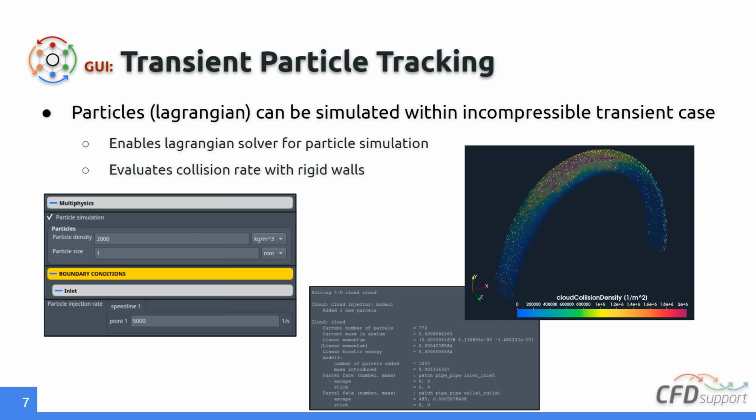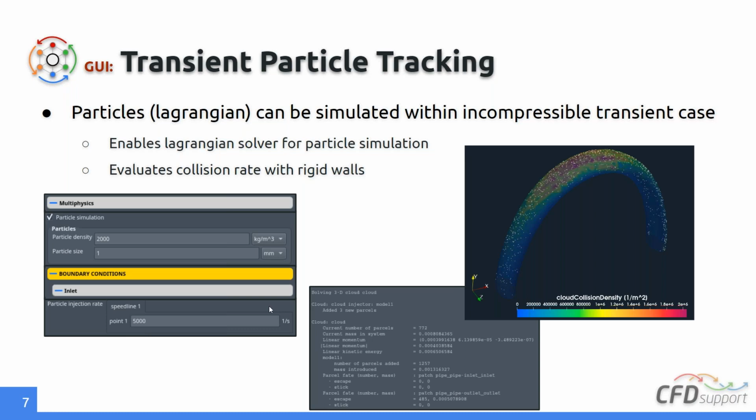The next new feature, which is new physics implemented, is the transient particle tracking. We have enabled a new solver for the Lagrangian particle motion, which is really physical. This is really modeling the motion of each particle. And in the GUI it's now pretty straightforward to set up. At the moment you just set the particle density, particle size, and at the inlet, or at several inlets, you define the injection rate.